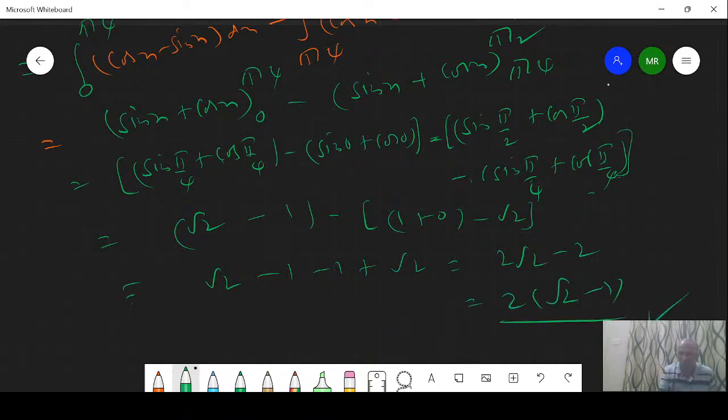Answer is 2 into root 2 minus 1. We should be careful. Before, I made a mistake, and I have rectified that. 2 into root 2 minus 1, that will be our answer.